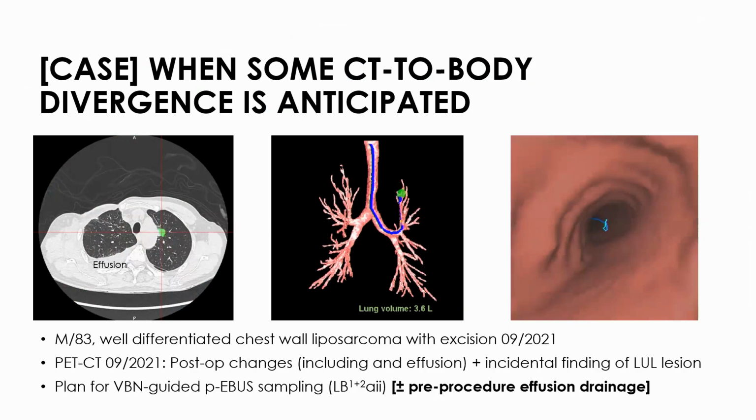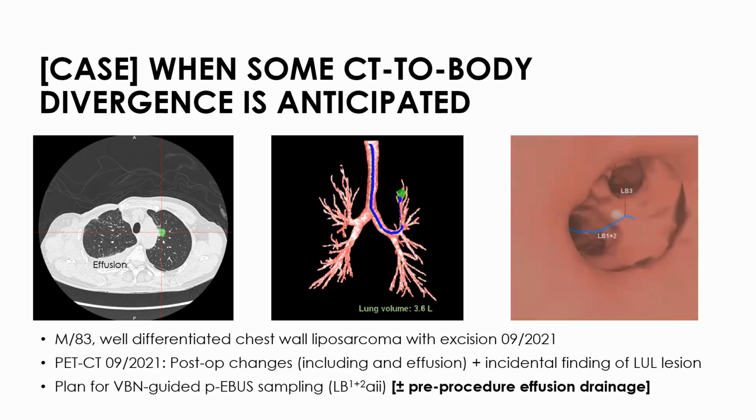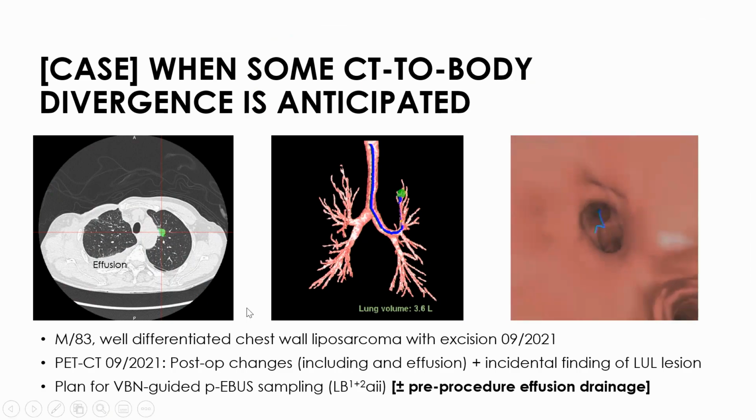Between different platforms, this is another case, an 83-year-old man with a liposarcoma that was resected, and the post-op CT showed that on the contralateral side, there's a left upper lobe lesion that needs to be sampled eventually. Now, this is the CT that was loaded into the system. And we know that by the time that we need to sample this, either way, the effusion might have resolved because of possible post-operative change, or it might not have resolved.